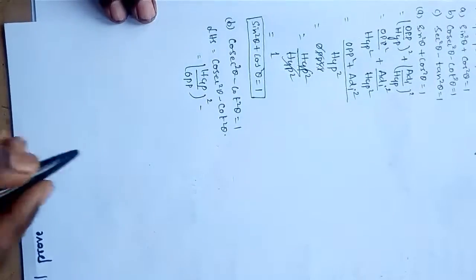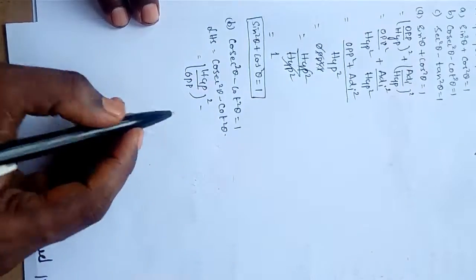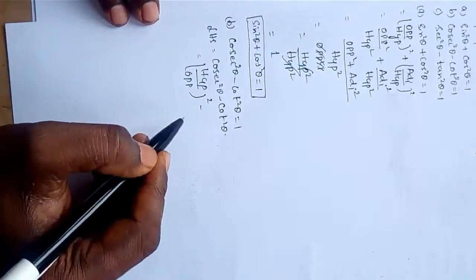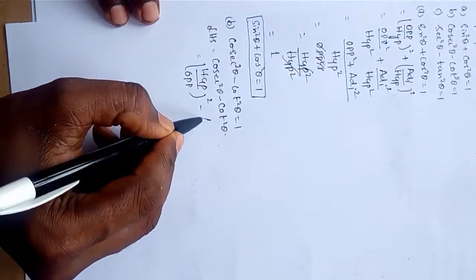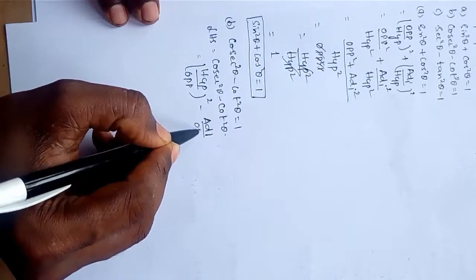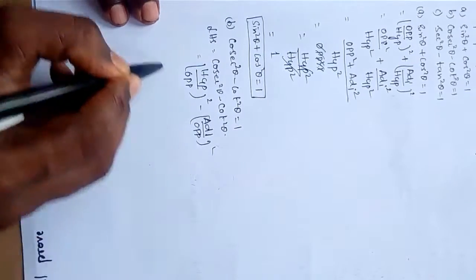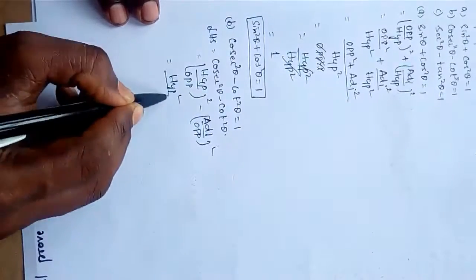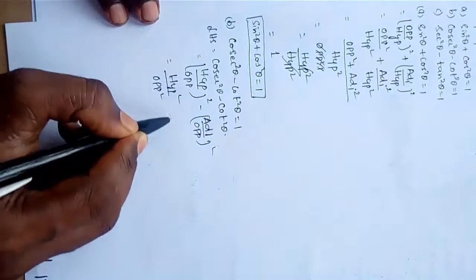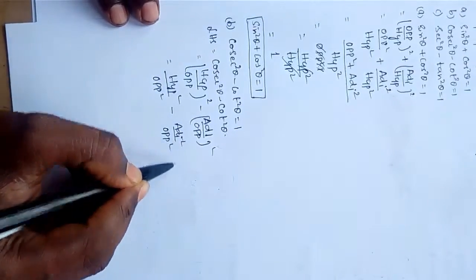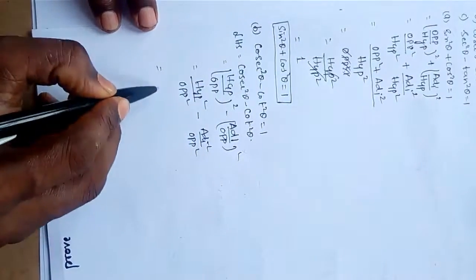Tan can be written as opposite by adjacent. So cot is the reciprocal of tan. You can directly write adjacent by opposite, squared. Okay, then next I'm writing the squares separately: hypotenuse square over opposite square, minus adjacent square over opposite square. Now you can take the LCM.